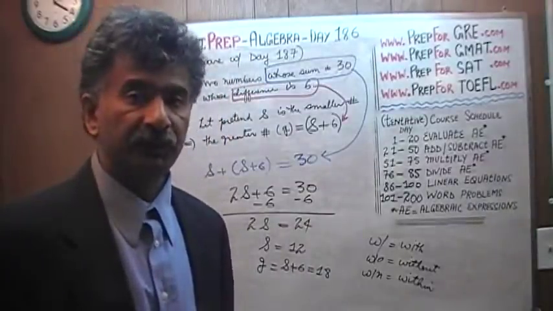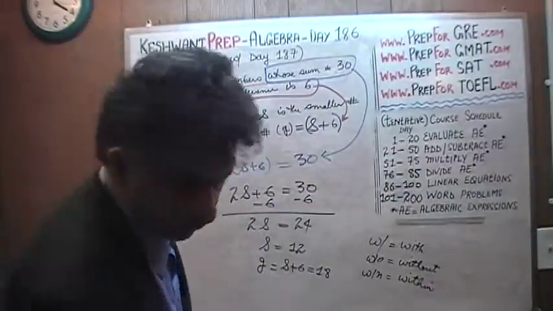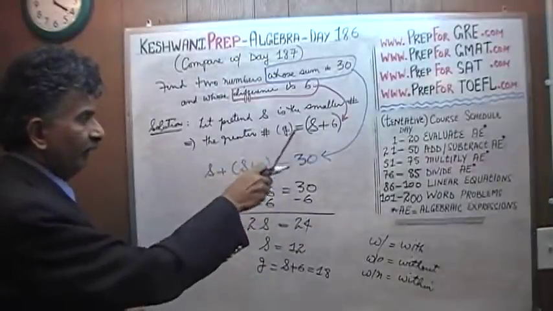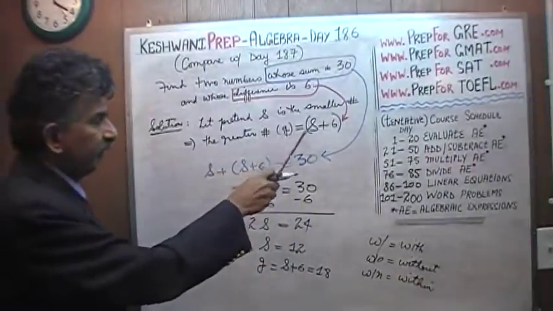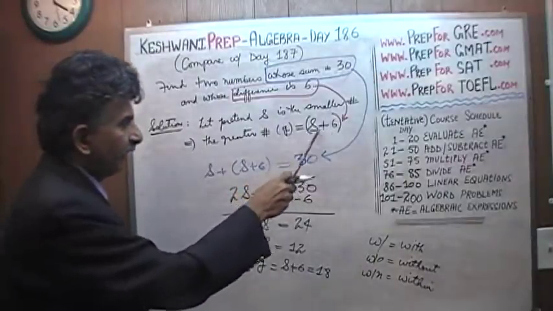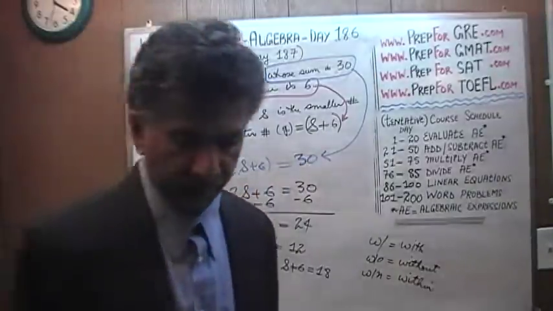How else could we have solved this problem? This is one way to solve this problem, where we define one variable in terms of the other. If this is s, then the greater variable must be s plus 6. We are defining the greater number, g, in terms of s. Greater number is s plus 6. That's one way of solving this problem.